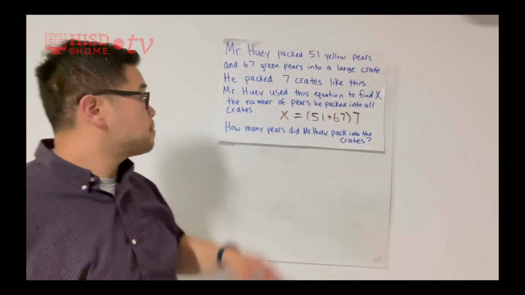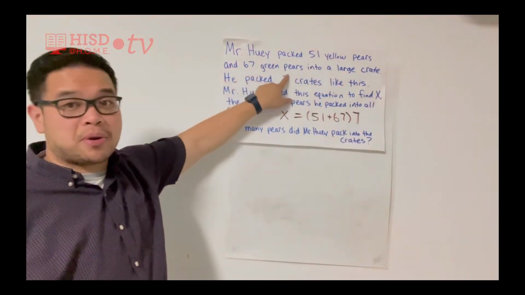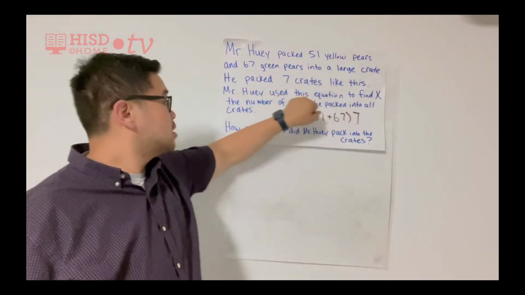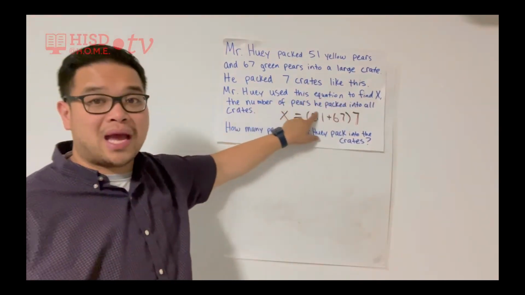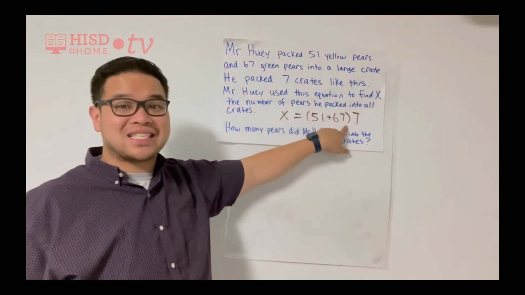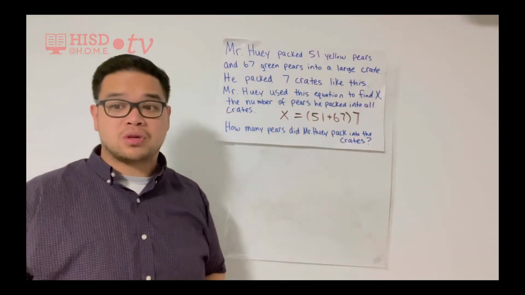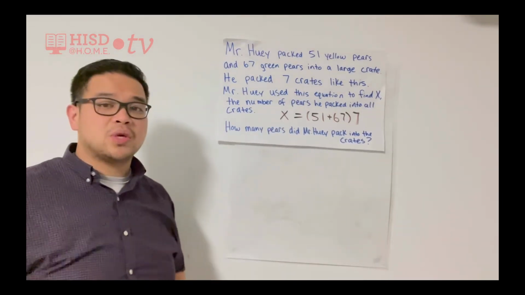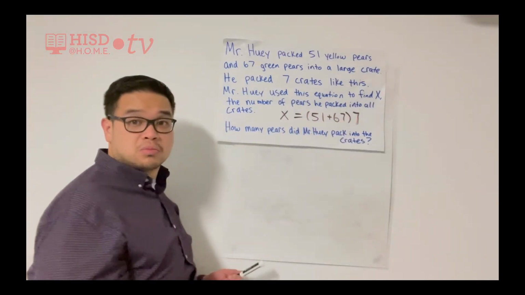I'm going to read it one more time. Mr. Huey packed 51 yellow pears and 67 green pears into a large crate. He packed 7 crates like this. Mr. Huey used this equation to find X, the number of pears he packed into all crates. X equals (51 + 67) times 7. How many pears did Mr. Huey pack into the crates? Okay, so to solve this problem, to find X, we have to look at our equation and see that these numbers are in parentheses, so we have to solve for that first.